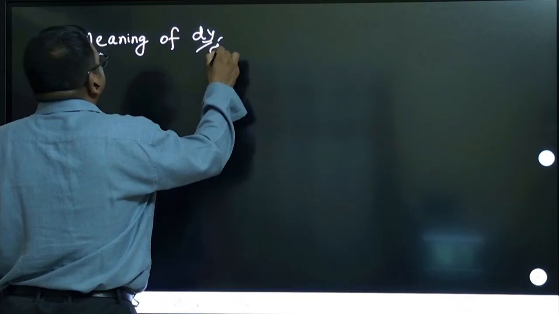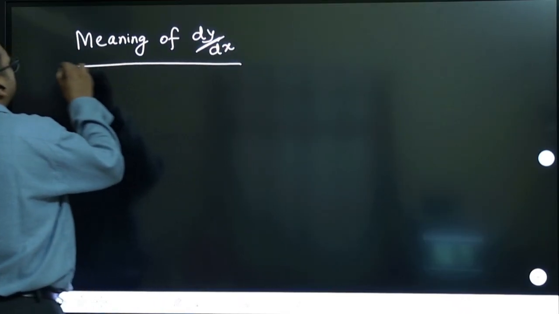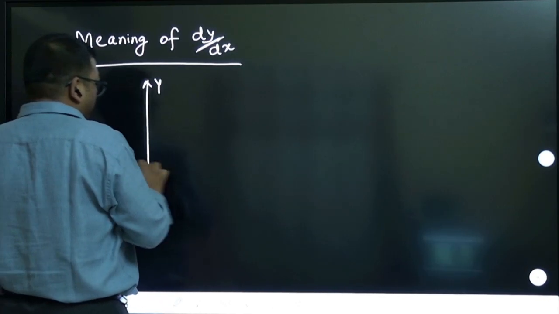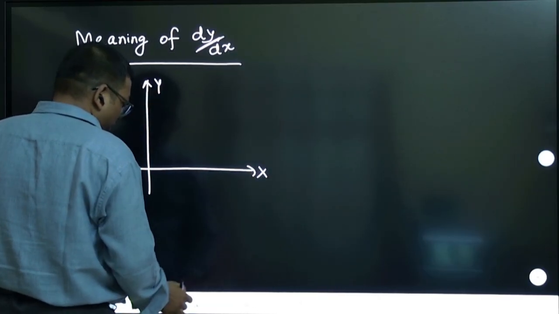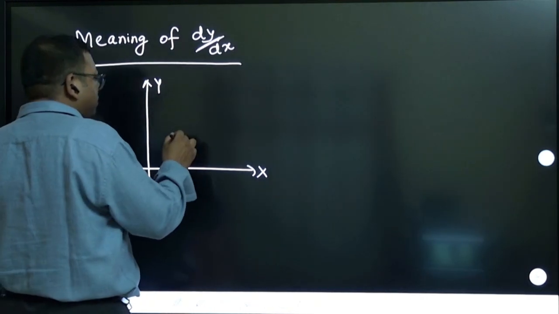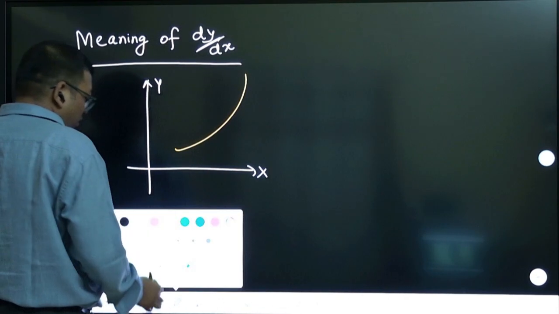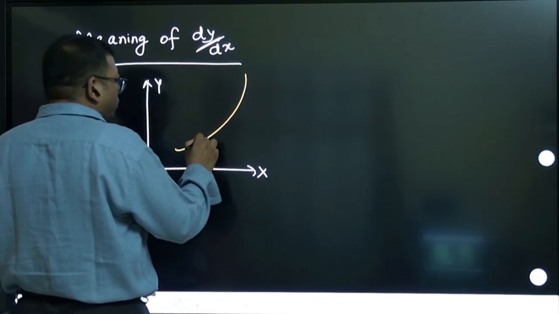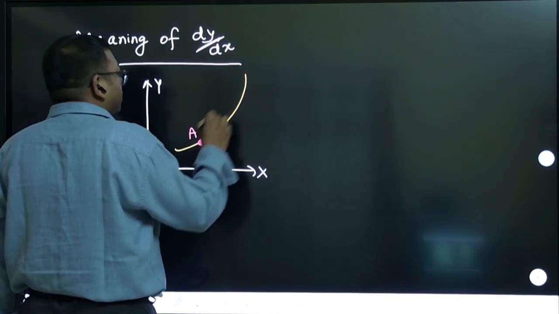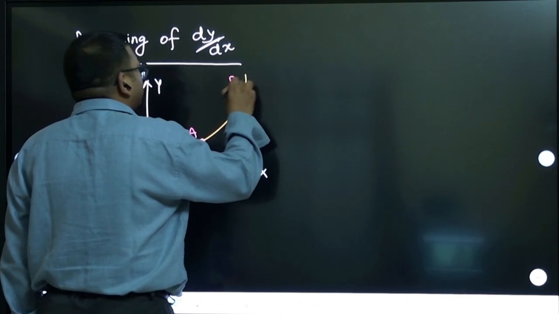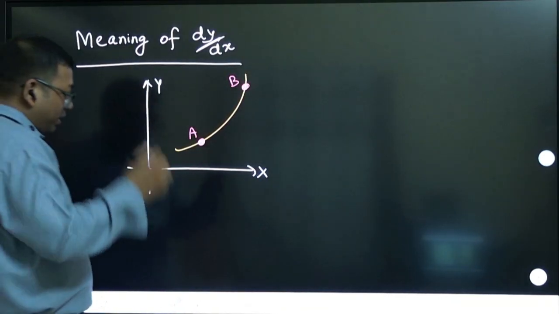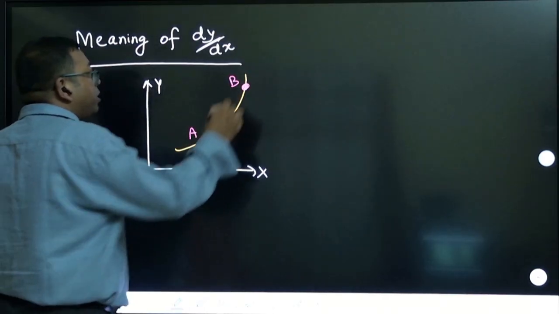So what is the meaning of dy by dx? Let us understand the meaning of dy by dx. Suppose there is a graph between x and y, any type of graph, it doesn't matter. Suppose there are 2 points here, point A and here point B. Let us join these 2 points by a straight line.